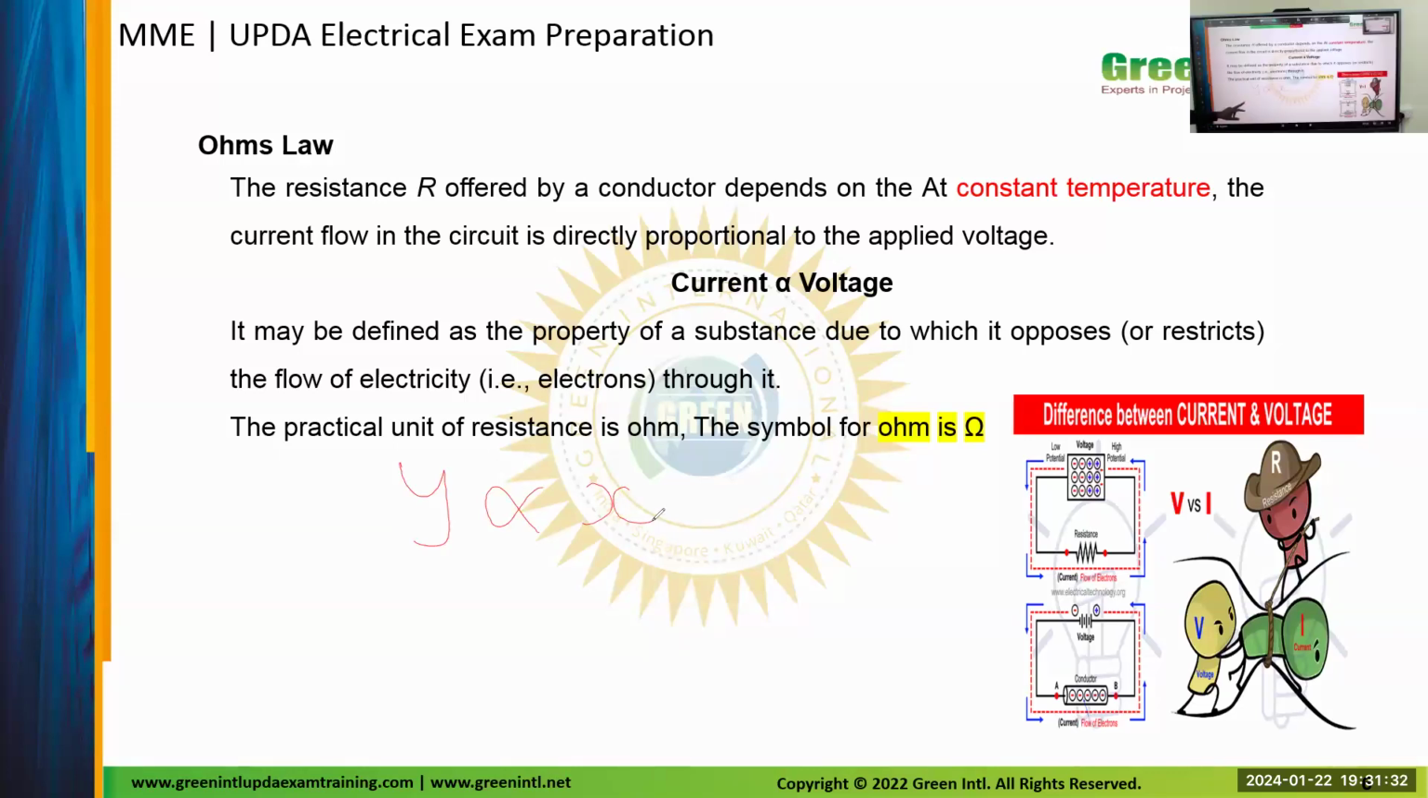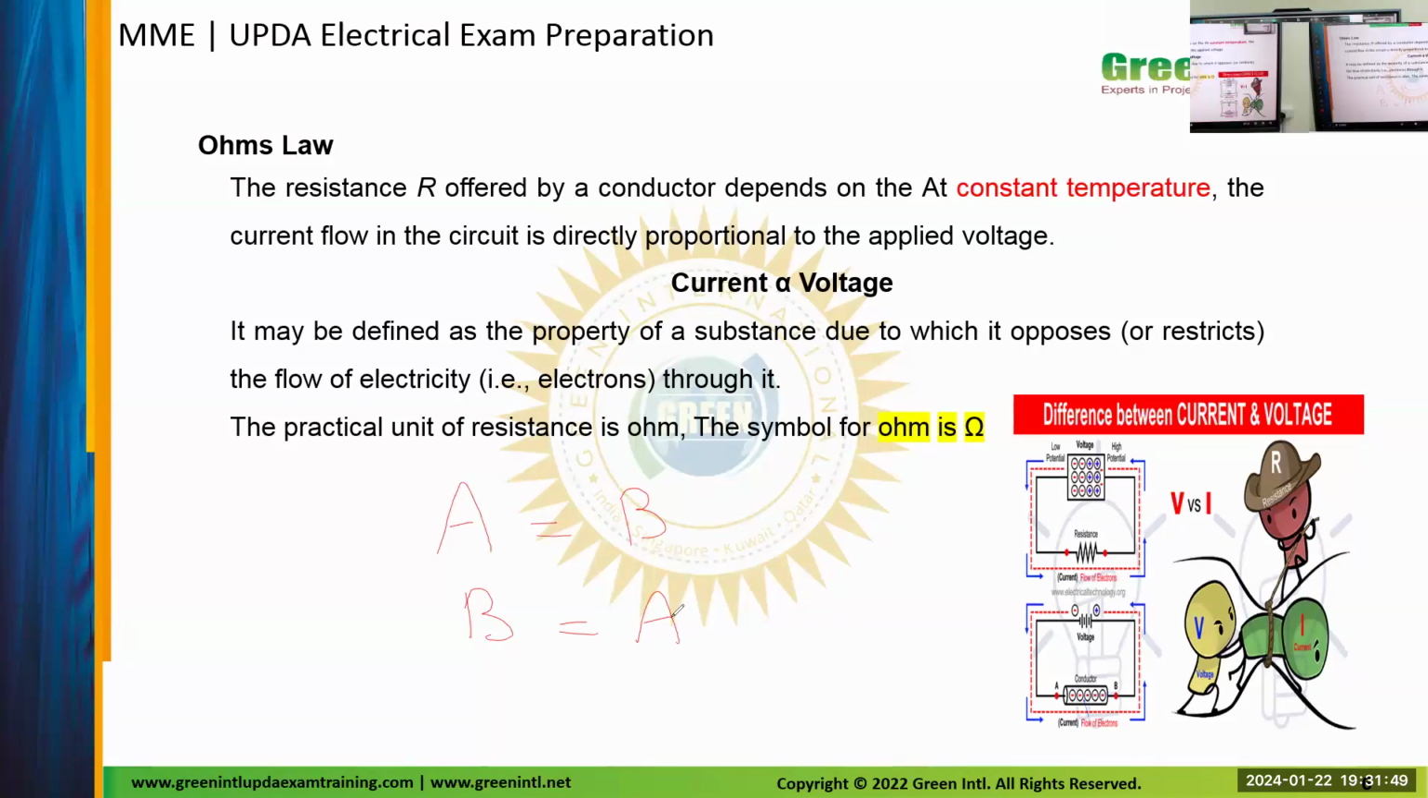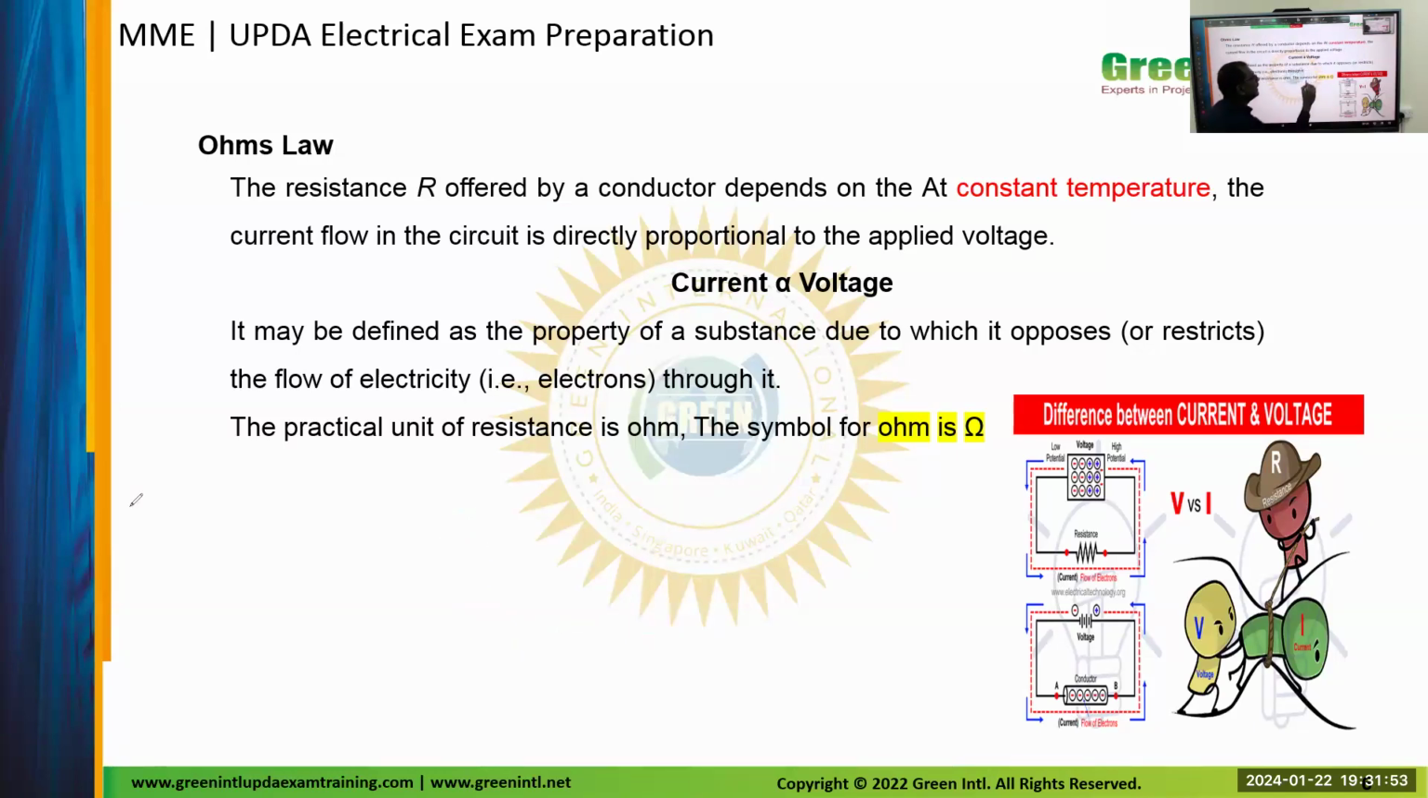we say Y is directly proportional to X, or we may say A is equal to B, B is equal to A. So in mathematics it is okay. But if you come to the law, it is not true. That means current is directly proportional to voltage, but voltage is directly proportional to current is wrong.